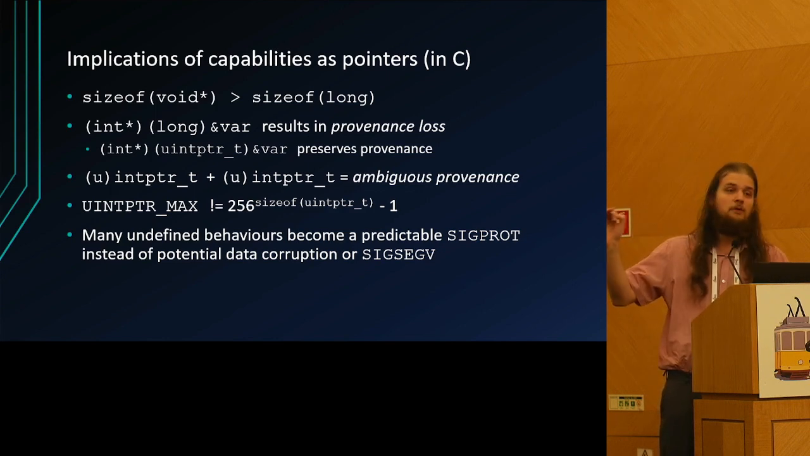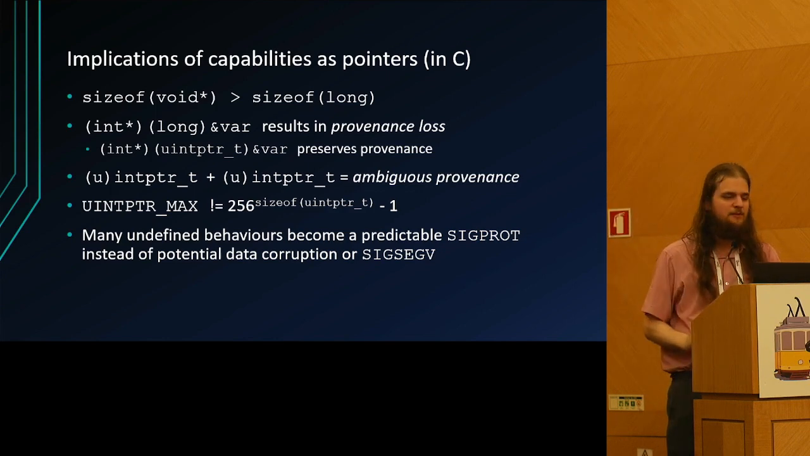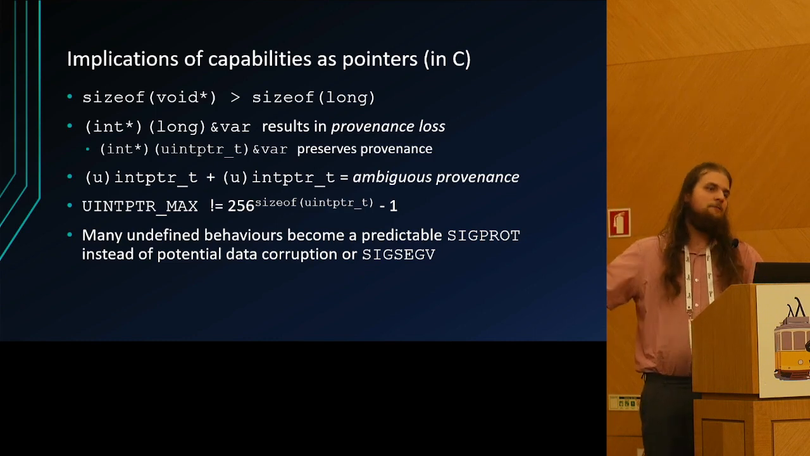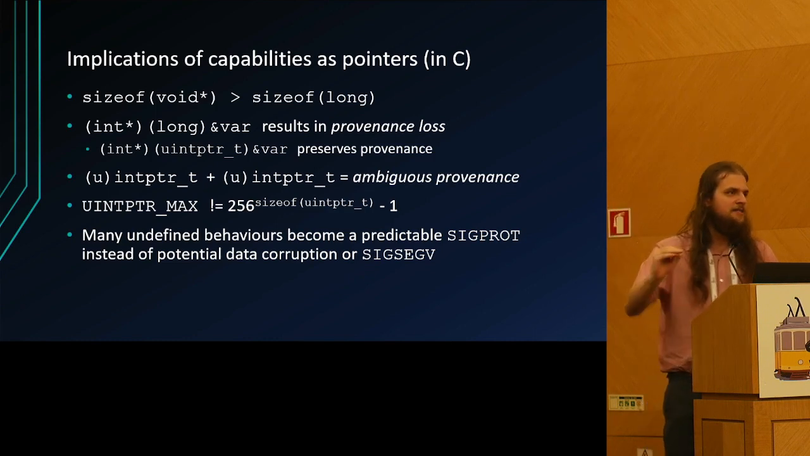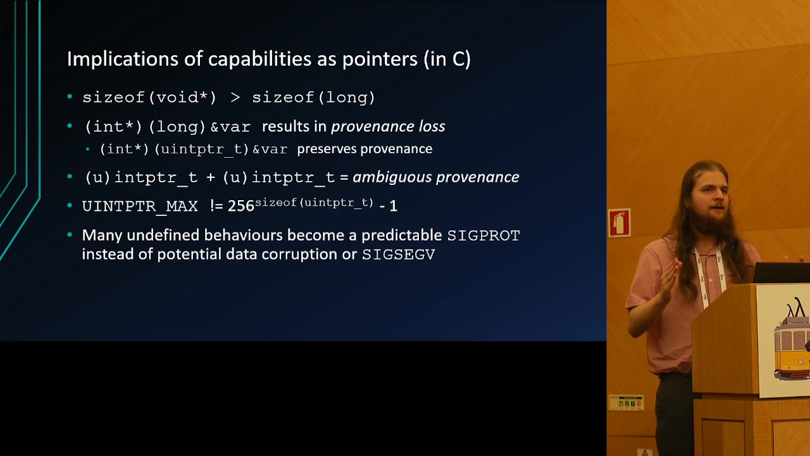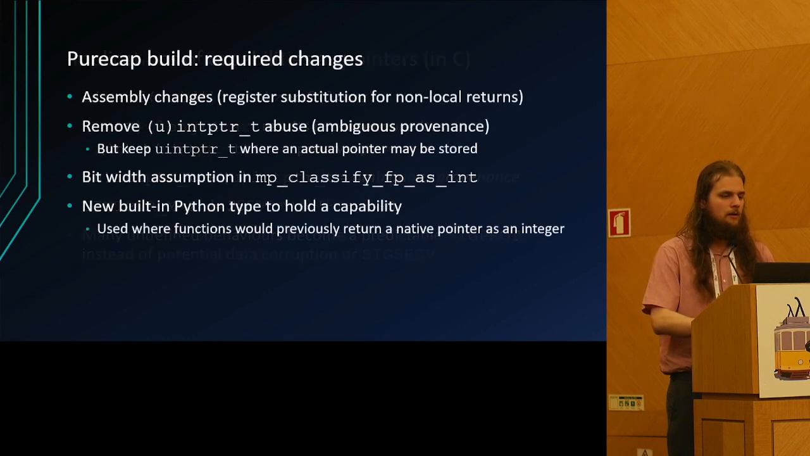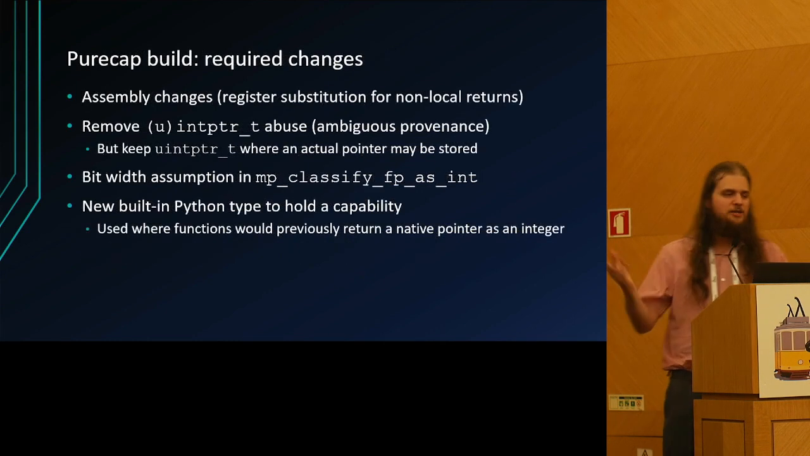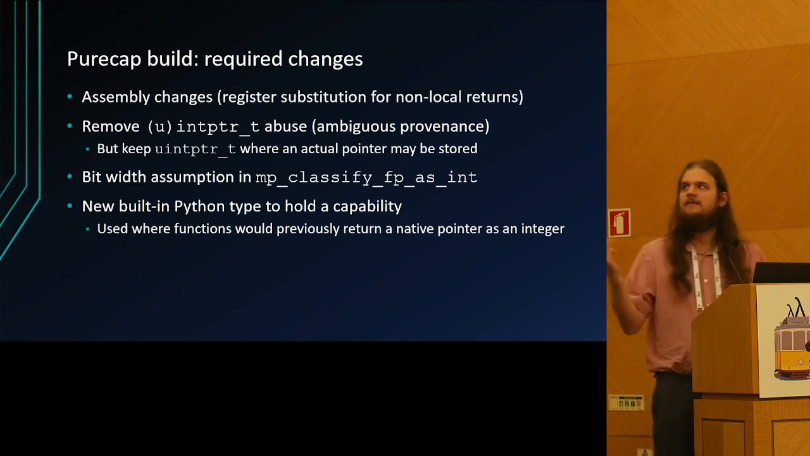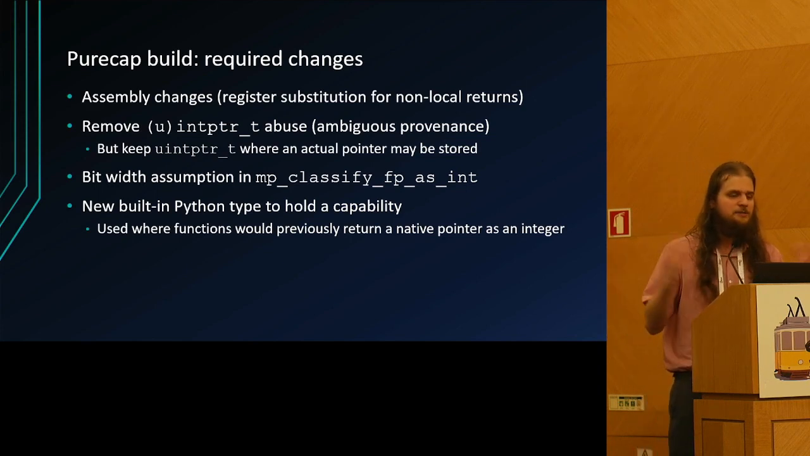Most of these wind up becoming replaced with a very predictable CHERI protection fault that is guaranteed to be thrown whenever you use an out-of-bounds access, or an access without valid permissions or with a cleared tag. So, some changes were required to build MicroPython with the pure cap system.